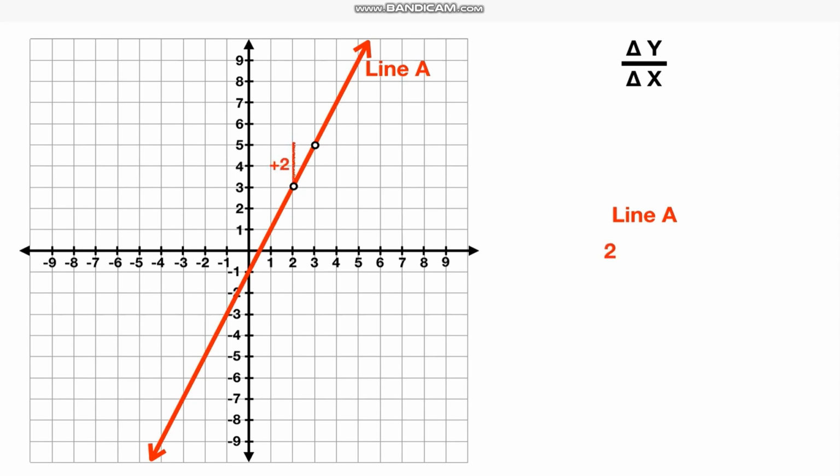Then we can divide by the change in x. What is the change in x between these 2 points? Well, you can measure that to move from the first point to the second point, you move over or plus 1. So we'll take 2 and divide by 1. What is the slope of line A? 2 divided by 1 equals 2.